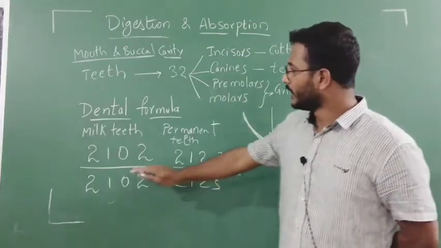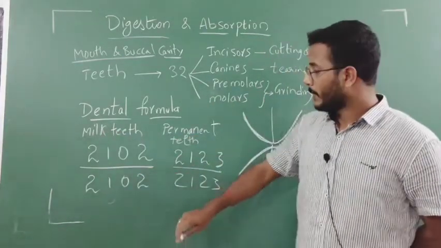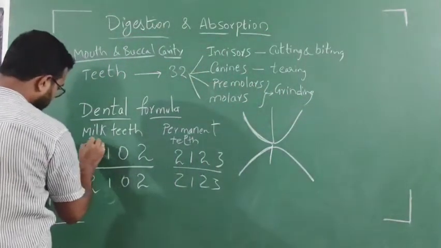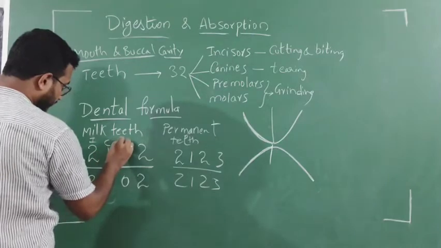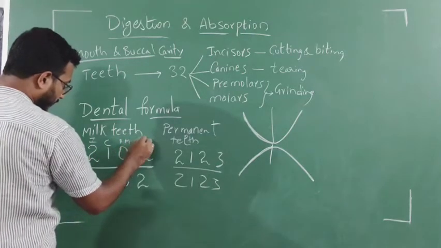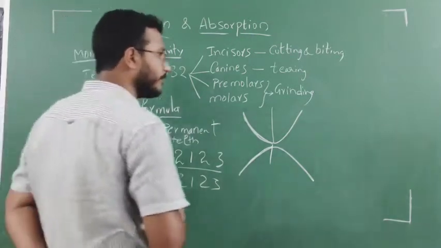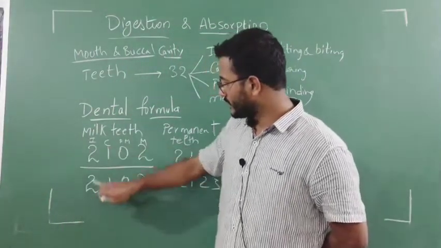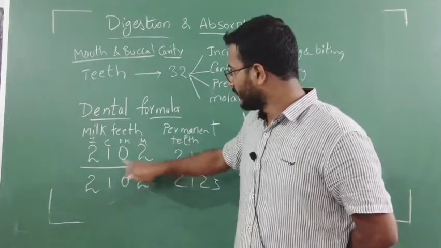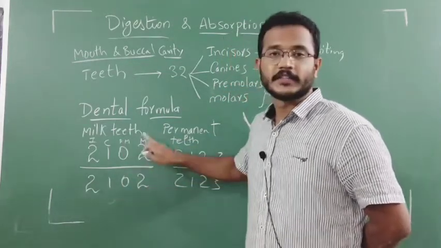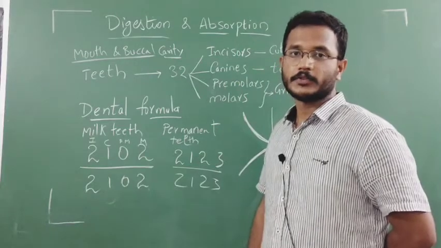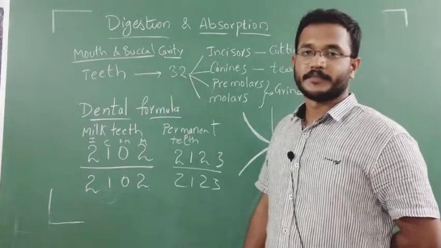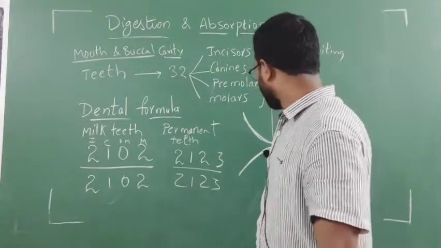That means in the milk teeth, this 2 indicates incisors, this 1 indicates canines, this 0 indicates premolars, and this 2 indicates molars. And the bottom also the same thing. This 2 indicates incisors, this 1 indicates canines, this 0 indicates premolars, and this 2 indicates molars. So what is the total number of teeth present in the milk teeth? Here we have to do the calculation.